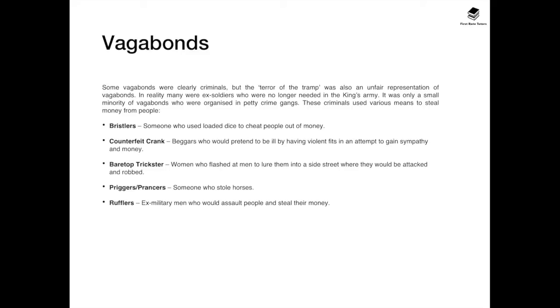These criminals used a variety of means to steal money from people. For example, bristlers, someone who used loaded dice to cheat people out of money. Counterfeit cranks, beggars who would pretend to be ill by having violent fits in an attempt to gain sympathy and money. Bear-trap tricksters, women who flashed at men in order to lure them into a side street where they would be attacked and robbed.